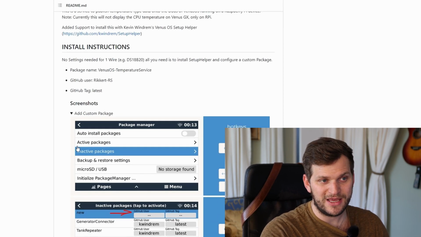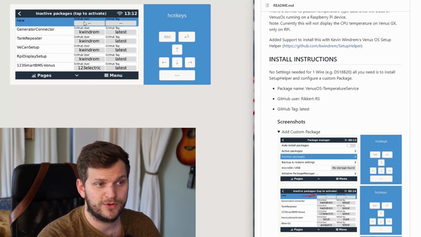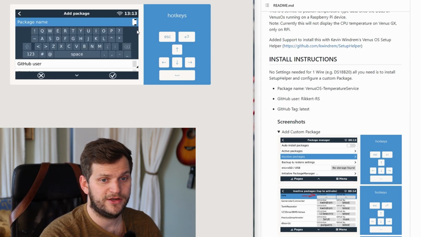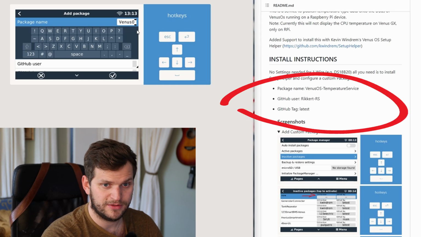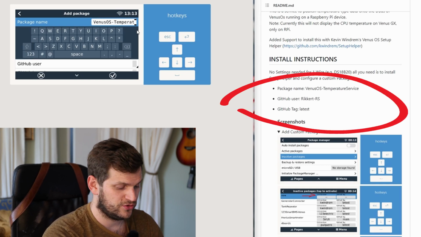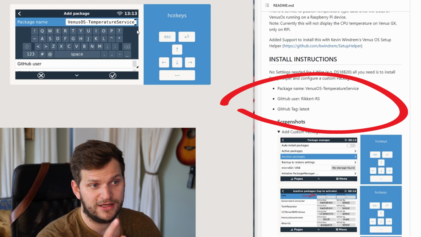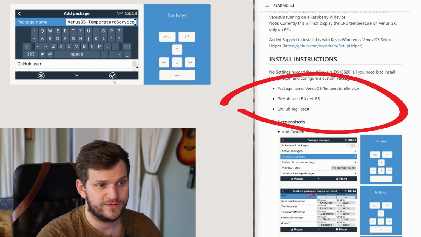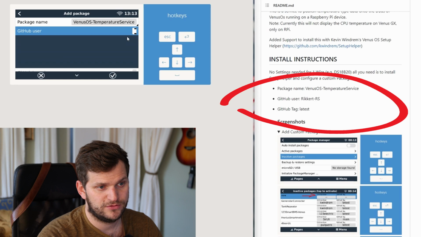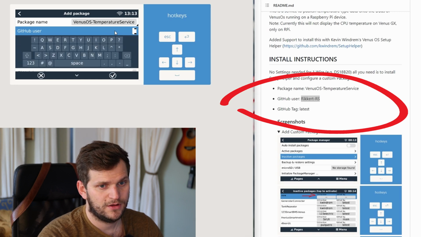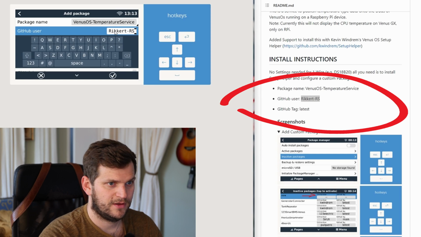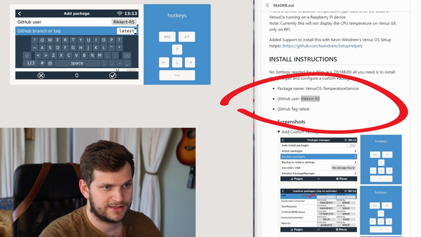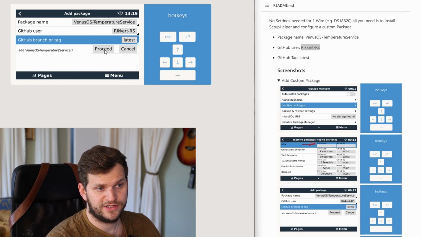So what does that mean actually? I need to continue with double click new, and now we need to use the package, and we can type it in here. I think you have to type it in, you cannot copy and paste it as much as I saw. So make sure you type it correctly without any issues, because otherwise it won't find the package. VenusOS temperature service, yes. Then we have the user, which is over here. Then package branch latest. Okay, then we have to click proceed.